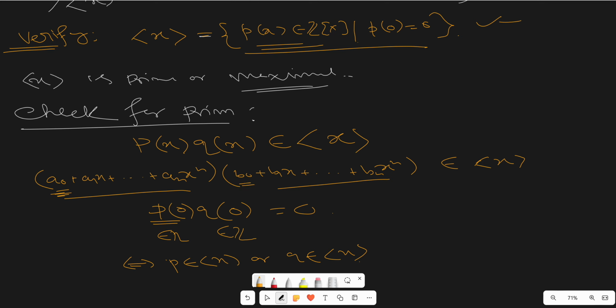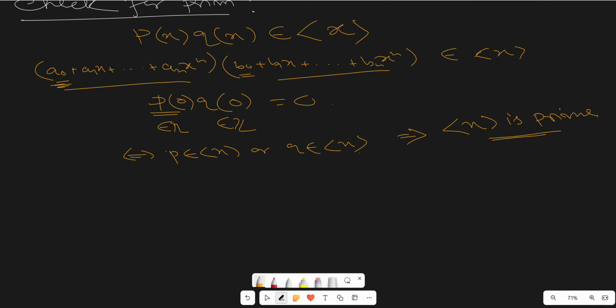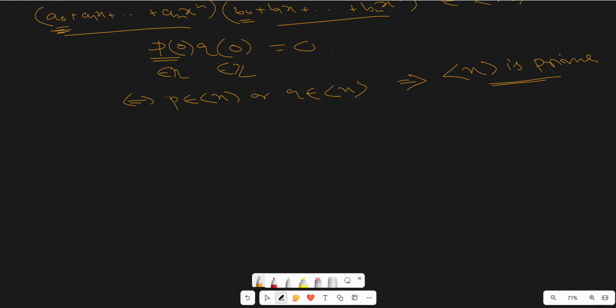If the multiplication of two integers is 0, then one of them must be 0, there is no other option, right? So this implies that the ideal generated by X is prime. So what can we expect for the maximality? Okay, so we'll go check for the maximal.